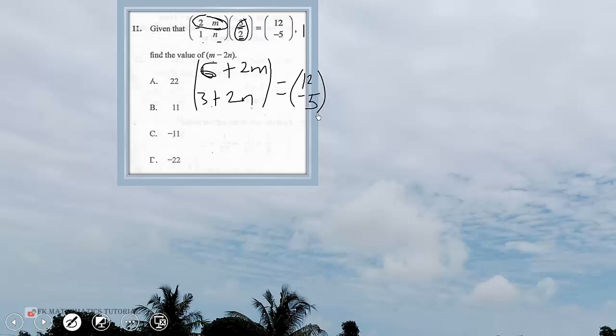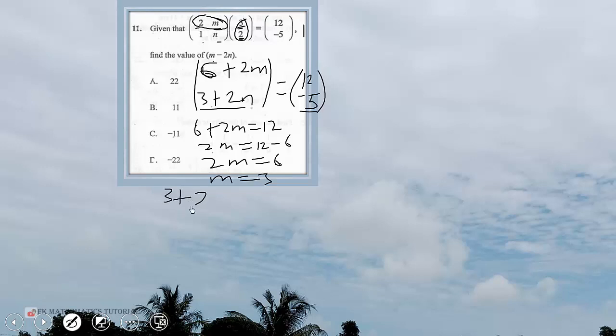So 6 plus 2m equals 12. So 2m will be equal to 12 minus 6, so 2m will be equal to 6. Therefore, m will be equal to 3. Again, 3 plus 2n will be equal to negative 5. Therefore, 2n is equal to negative 5 minus 3. 2n is therefore equal to negative 8.